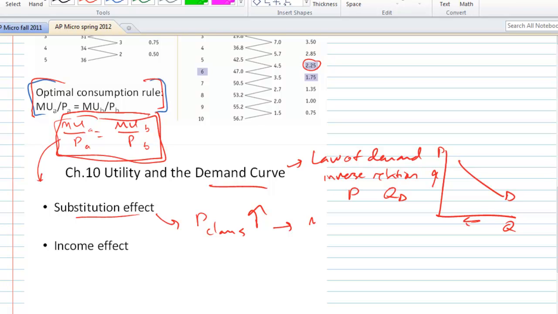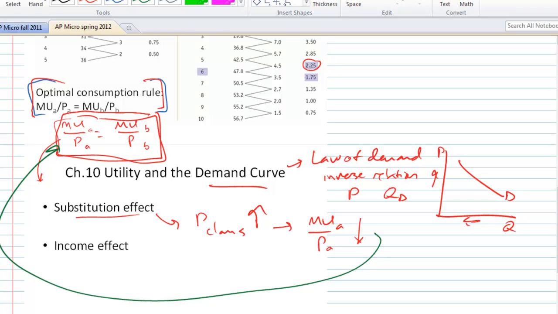What that does to the marginal utility per dollar of clams: the price is going up, the denominator is going up, so the marginal utility per dollar of clams is now falling. If you take us back to our optimal consumption rule, it's no longer going to be meeting that rule if our marginal utility per dollar for clams is falling further away from the marginal utility per dollar of potatoes. And what that means is a rational consumer should start buying less clams and more potatoes to equalize the marginal utility per dollar.